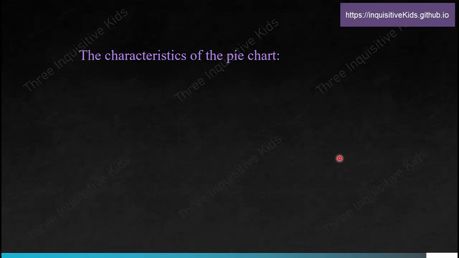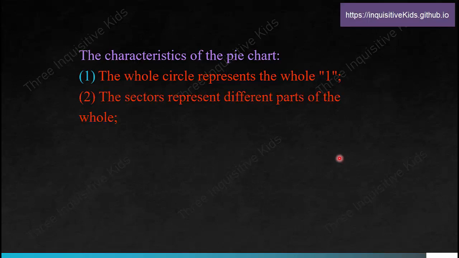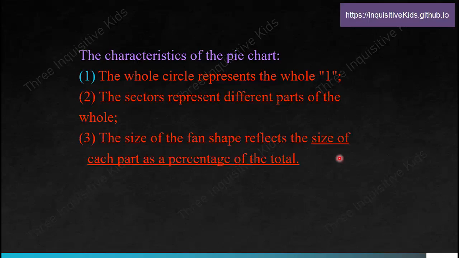So here are some of the characteristics of the pie chart. 1. The whole circle represents the whole, 1. 2. The sectors represent different parts of the whole. 3. The size of the fan shape reflects the size of each part as a percentage of the total.